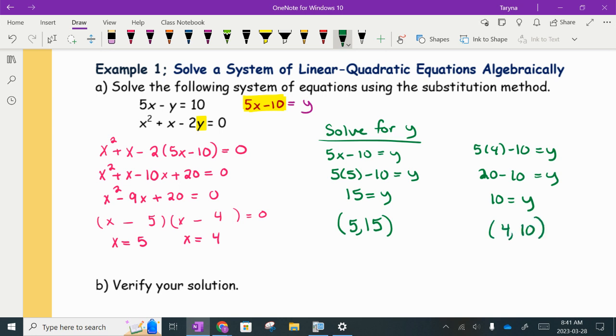Please make sure that when you guys are solving them that you put the pairs back together. Right? So make sure that I know that you know that 5 goes with 15 and that 4 goes with 10. So there's my solutions. x equals 5 when y equals 15, and x equals 4 when y equals 10 are my two solutions.